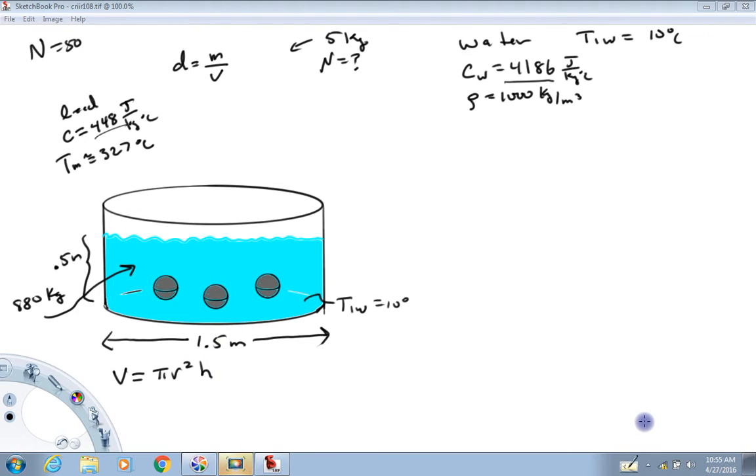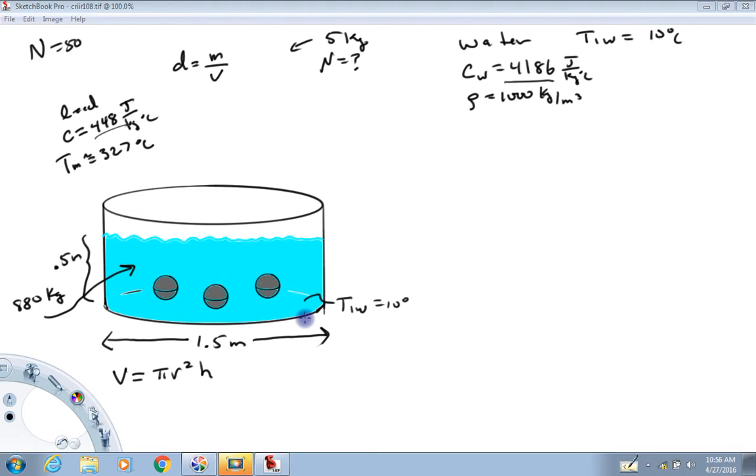And in the previous example, we calculated how many cannonballs we can put into this tank of water that has these dimensions starting at 10 degrees without bringing the water up to its boiling point of 100 degrees centigrade, given that the cannonballs were being dunked into the water around 327 degrees centigrade. And I think we found that 650 cannonballs it would take to bring this water up to its boiling point. So we are many short of that.